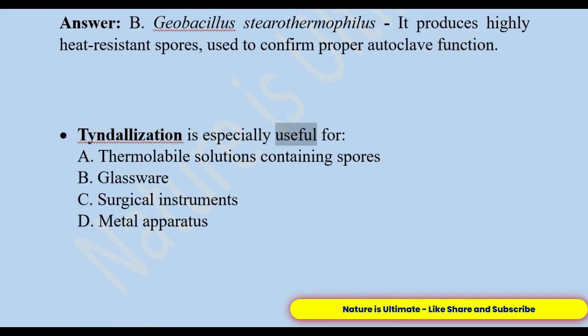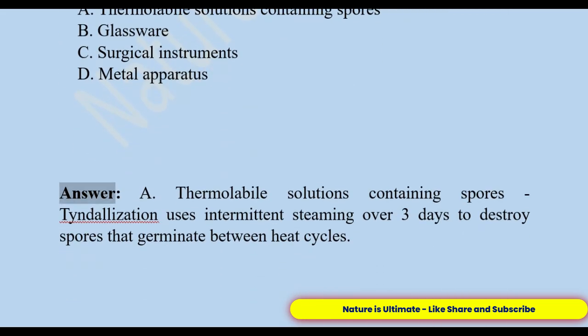Tyndallization is especially useful for A. Thermolabile solutions containing spores. B. Glassware. C. Surgical instruments. D. Metal apparatus. Answer: A. Thermolabile solutions containing spores. Tyndallization uses intermittent steaming over 3 days to destroy spores that germinate between heat cycles.